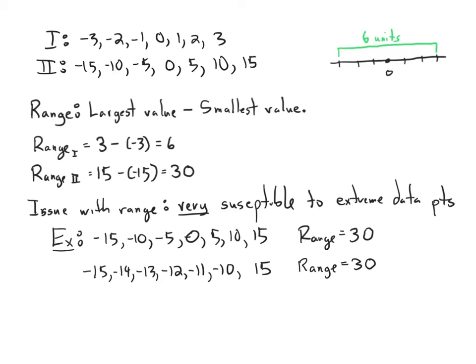While this is a nice, quick, and dirty measure to calculate, it's probably not the best one for us. We're going to introduce another one. So we could sum up the problem with the range. First, it's very susceptible to extreme data points. And the second thing, it's very related, but it only uses info about 2 data points.